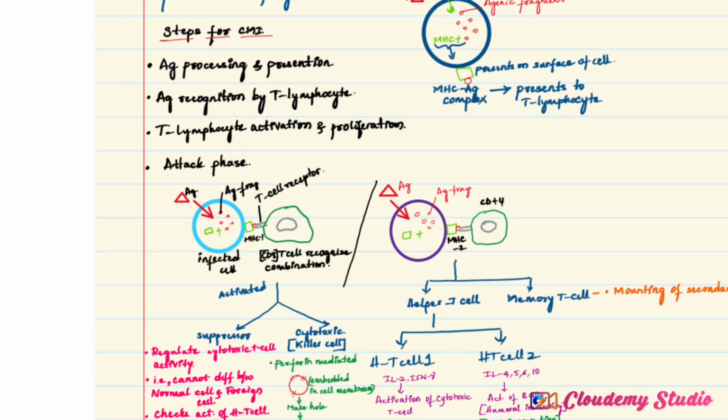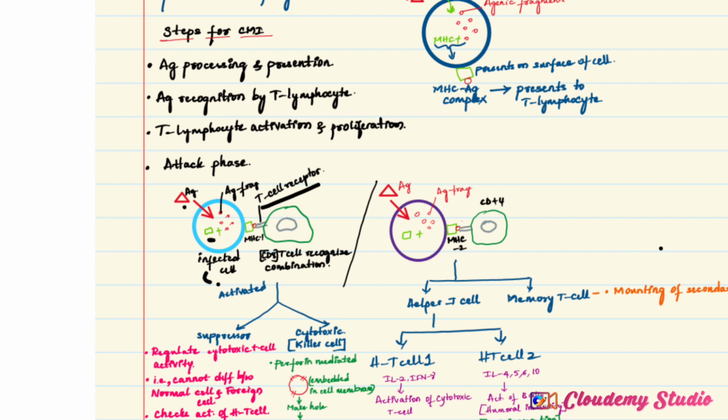Next, coming to the steps of CMI. Firstly, there will be antigen processing and presentation, and later antigen recognition by the T lymphocyte, and then T lymphocyte activation and proliferation, and finally, there will be the attack phase. First of all, when an antigen infects the cell, the MHC will get bound with these antigen fragments, and later the complex which is formed will be presented to the T cell receptor, and finally this T cell gets activated.